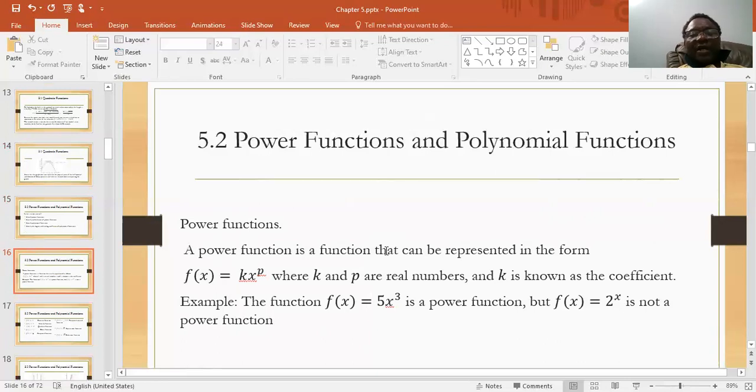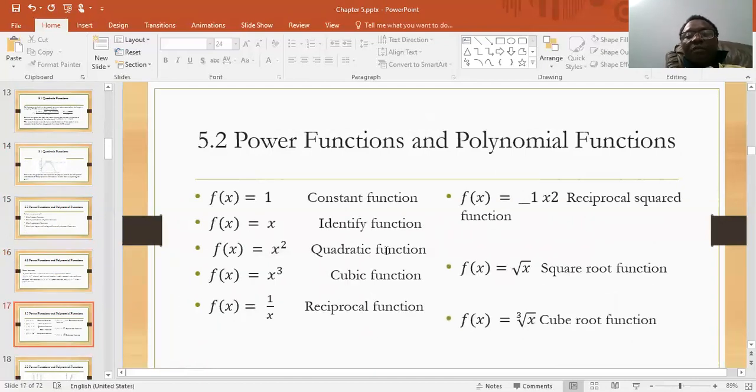Power functions are defined as f of x equals k times x raised to the power p, where k and p are real numbers, and k is known as the coefficient. For example, f of x equals 5x cubed is a power function, but the function f of x equals 2 raised to the power x is not a power function. It is an exponential function, which we will learn about later in your future mathematics classes.